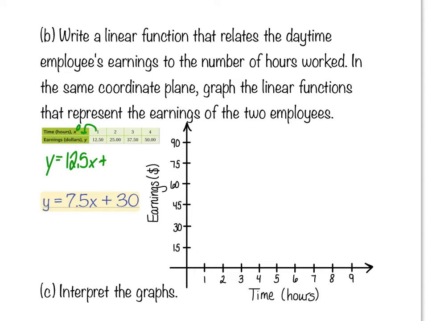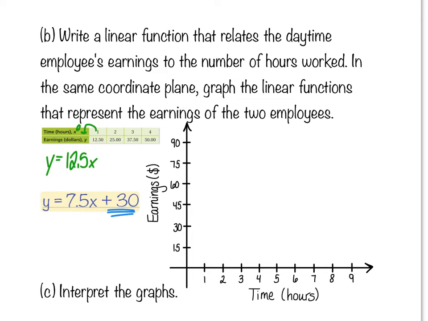So I can erase my plus sign here, and that makes sense, because if a person doesn't work, if they don't clock in, they don't show up that day, they're not going to get paid. That's actually not true for the nighttime employee, because no matter what, they get paid $30. So that's kind of nice, even if they don't work any hours. They get some sort of salary as their benefit to having to work at night, an extra $30.